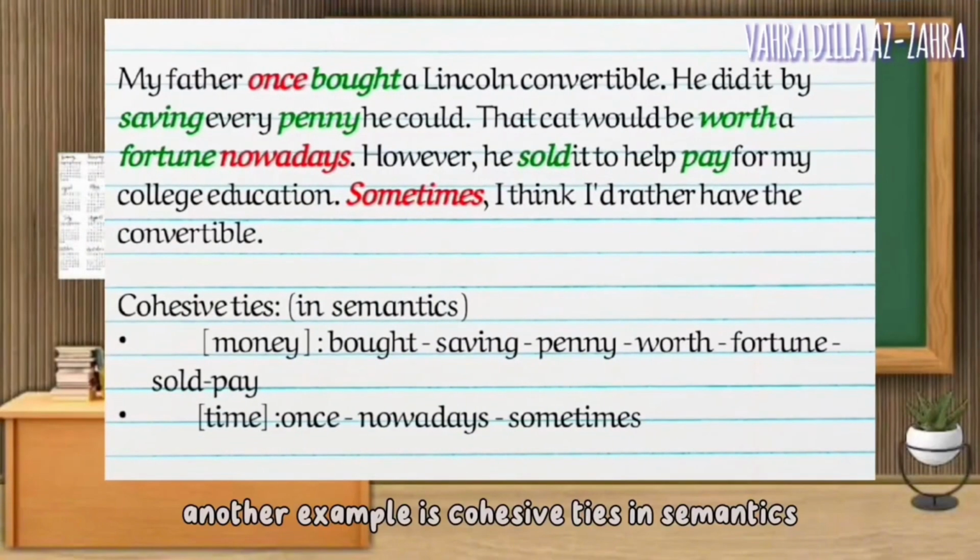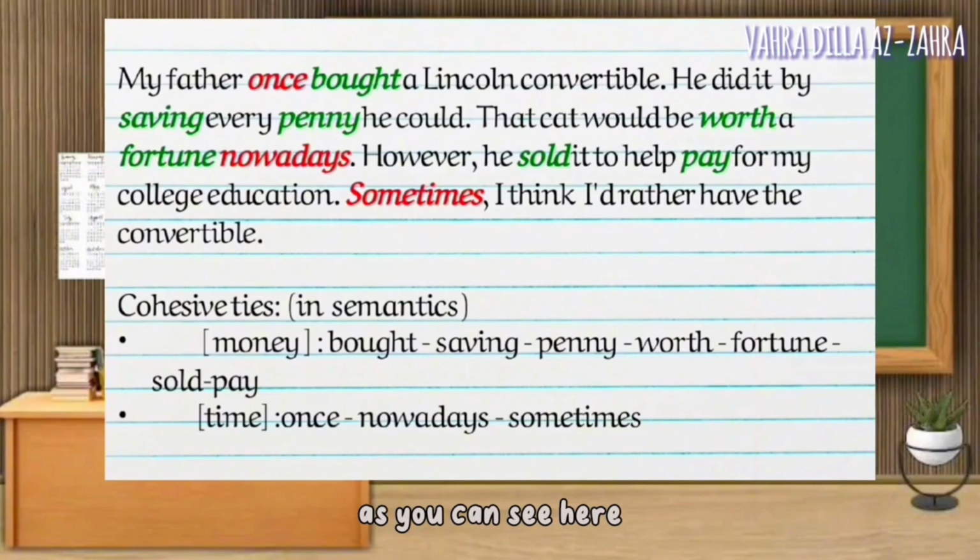Another example is cohesive ties in semantics. As you can see here, there are some words that were highlighted with color green and red.